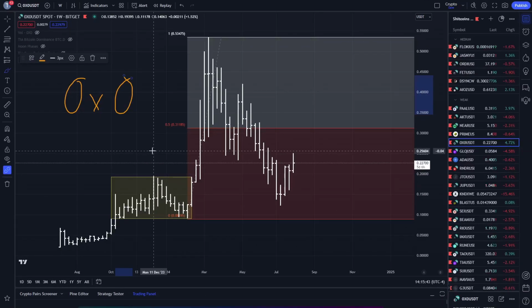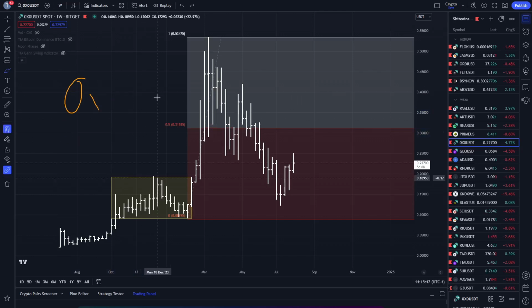Next, let's take a look at 0x0, which I think looks like a little face, but might just be me. Anyway, whatever. So, is it making higher lows?